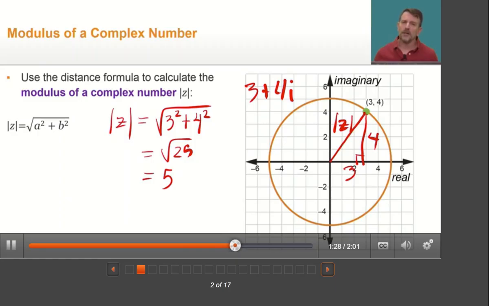What do you notice about the modulus of 3 plus 4i? Well, it's the radius of this circle centered at the origin. That means that any complex number represented as a point on this circle has the same absolute value. Negative 3 minus 4i has the same modulus as 3 plus 4i. Next, try finding the modulus of a complex number.